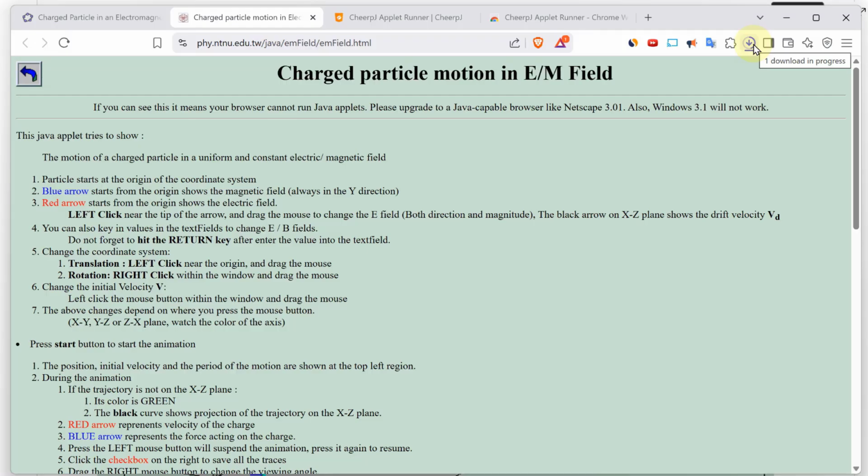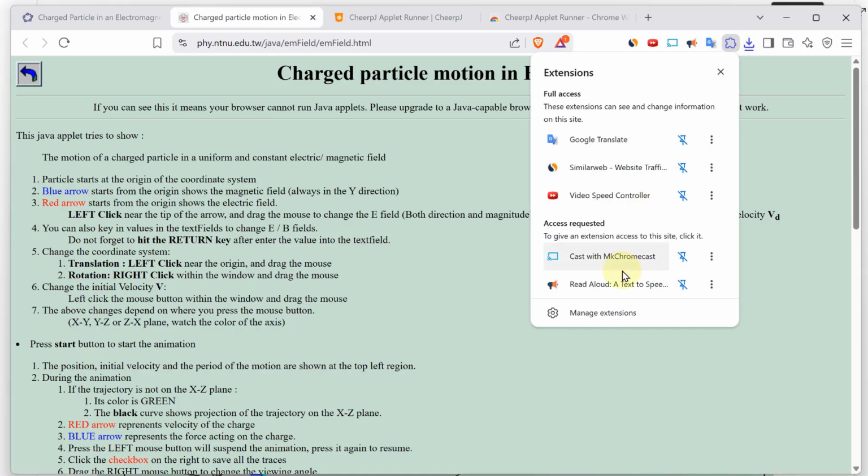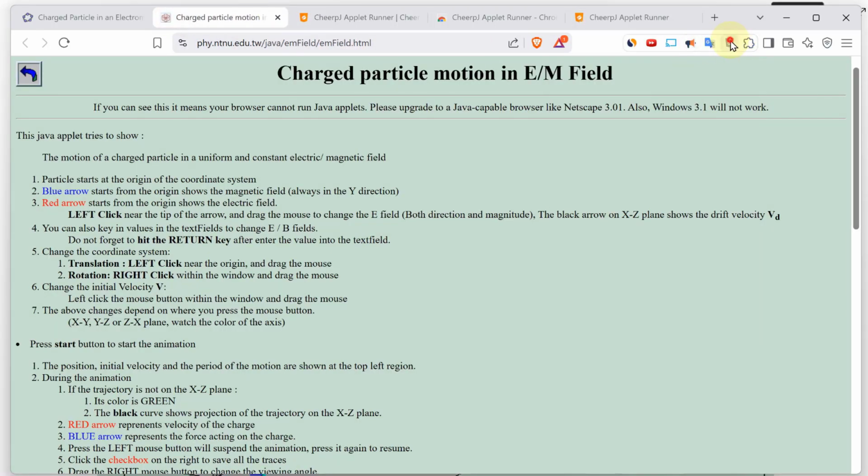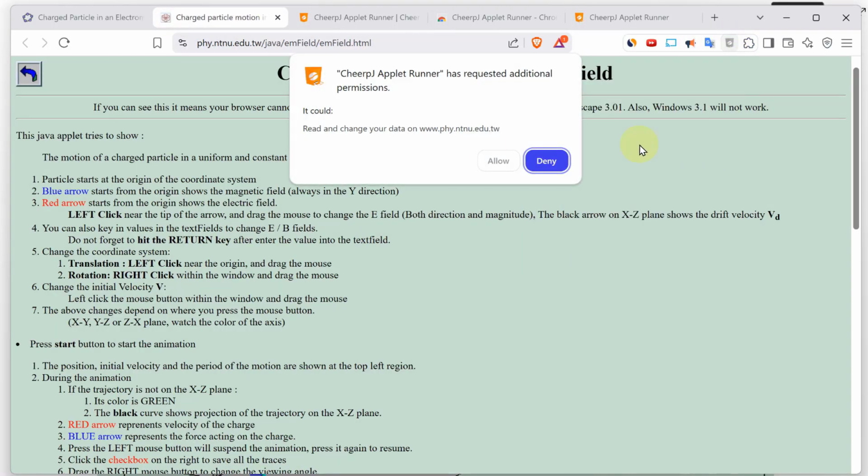Oh, it's downloading. Alright, so I downloaded. It should run now. Let's see if I go right here. And so on. There it is. Let's go over, pin this, and go here. Charged particle motion. I just want to show this. This is a pretty cool site.